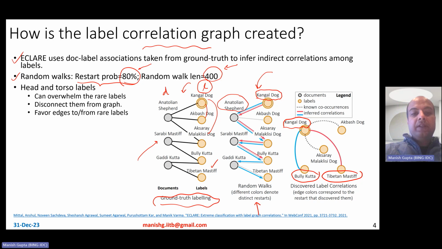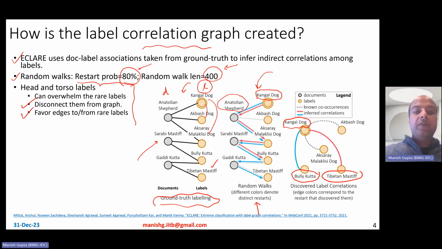Now, while doing this, what could happen is that head labels are connected to too many other nodes, which means they can easily overwhelm the rare labels. Therefore, before doing these random walks, they do two main steps. One is to disconnect head labels or torso labels from the entire graph, so as to give more opportunity for the random walks to pass through rare labels.